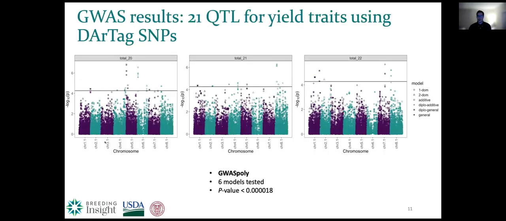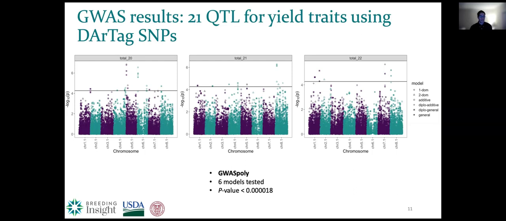Now, to perform the GWAS analyses, we used GWASpoly, and as input, we had those BLUE values and then the dosage calls from DArTag. And what we found after testing for 6 models and using a Bonferroni corrected p-value were 21 significant QTLs related to yield traits using those DArTag SNPs.